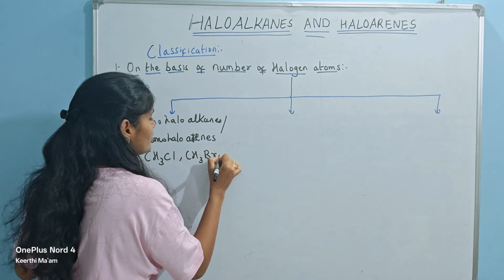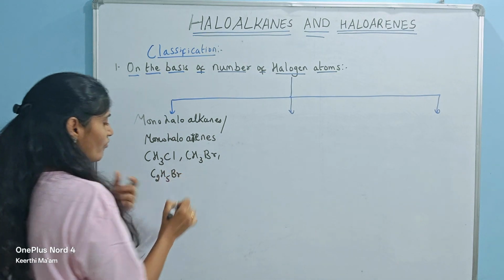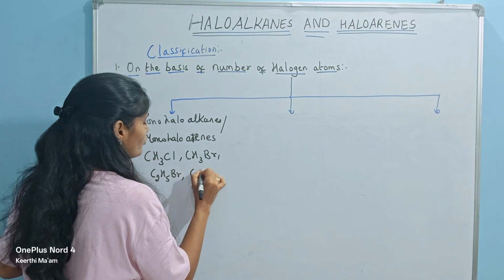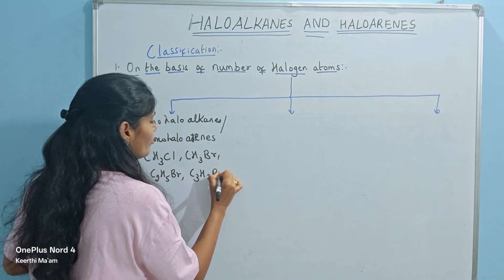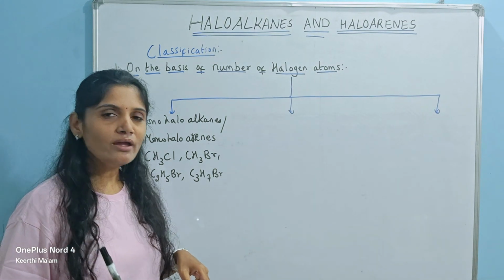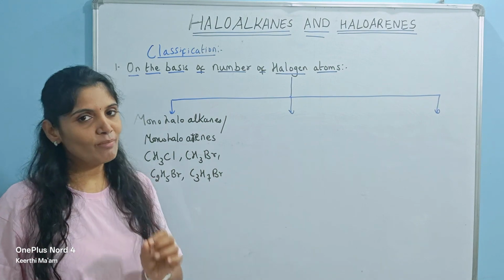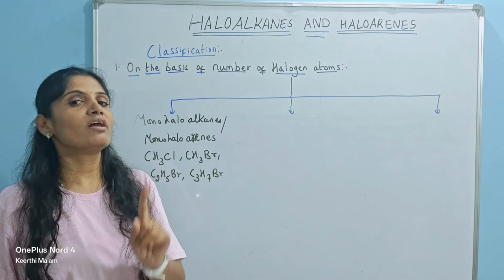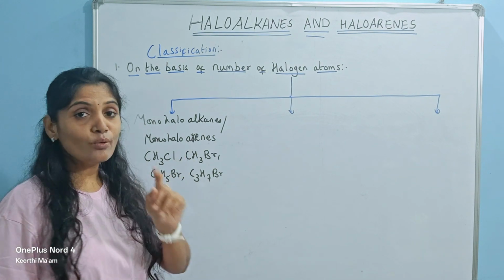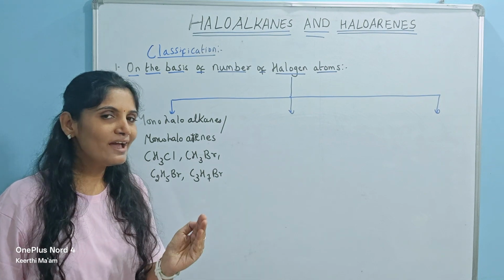We can write CH3Br. I can write C2H5Br. One hydrogen from ethane has been replaced by one halogen. Or I can also say C3H7Br, one hydrogen from propane has been replaced by Br. So basically what are monohaloalkanes? When one hydrogen from an alkane has been replaced by one halogen, I call them monohaloalkanes. Ultimately you can see only one halogen in the compound because only one hydrogen got replaced by a halogen.